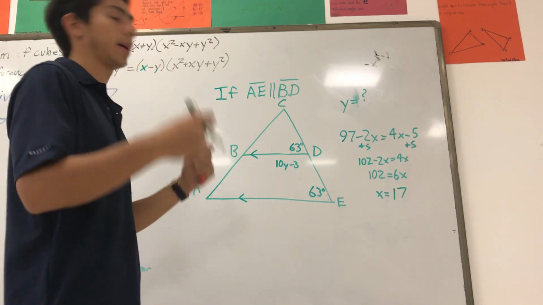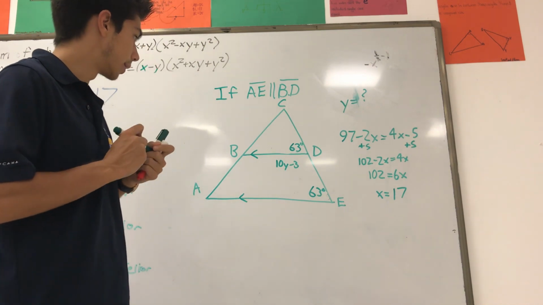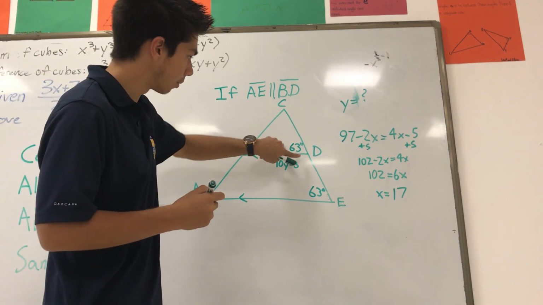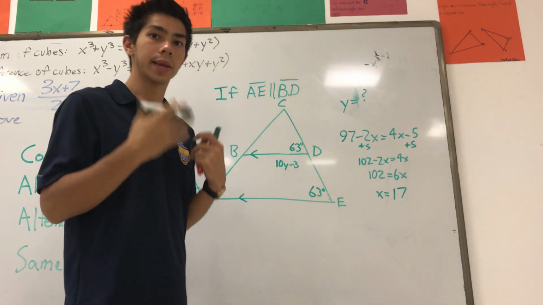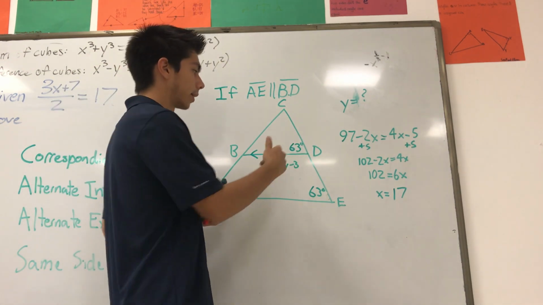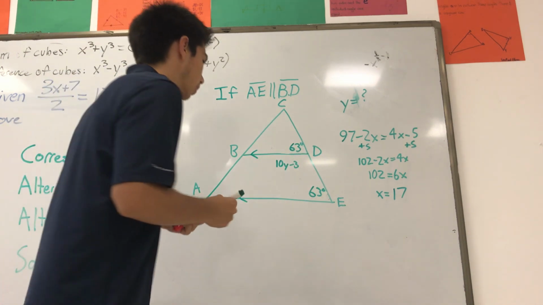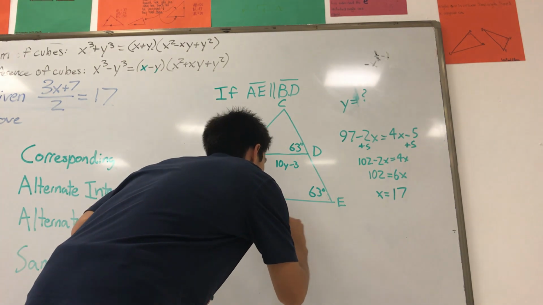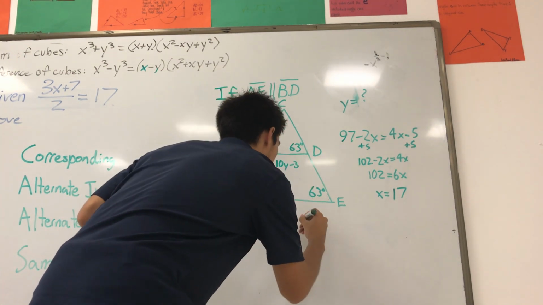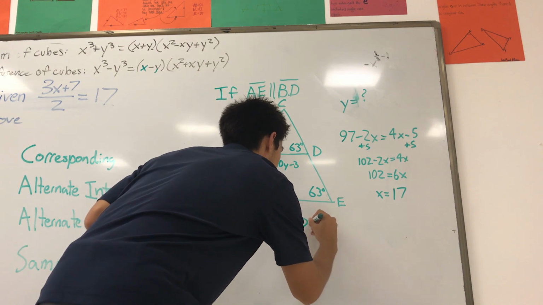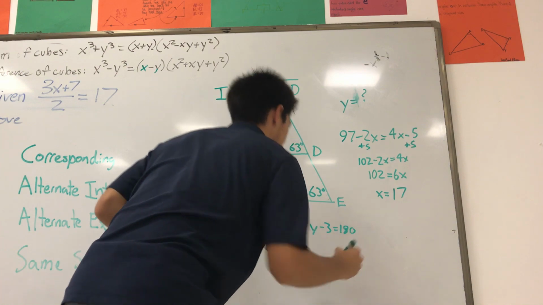Y is right here, and there are actually two ways you can go about solving this. I see these two right here form a straight angle, so they are supplementary to each other, which means they should add up to 180. I'm going to write that down. This angle plus this angle should add up to 180, so 63 plus 10y minus 3 should equal 180.